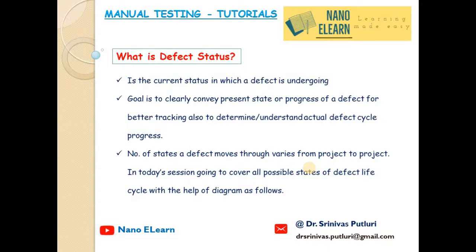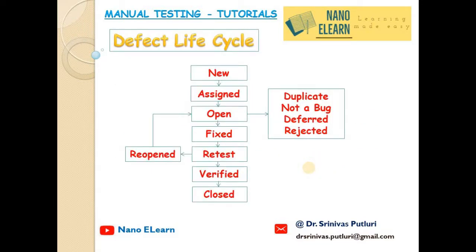In today's session, I am going to cover all possible states of defect lifecycle with the help of a flow diagram as follows. Here is the defect lifecycle and its various states. It starts with new, assigned, open, then it may change to duplicate, not a bug, deferred or rejected status, or if it is fixed, then it will be moved to retest status, then reopened, then it will be moved to verified and closed.